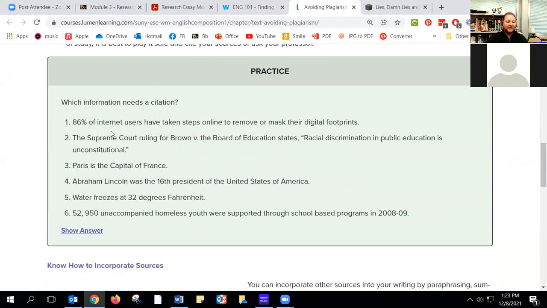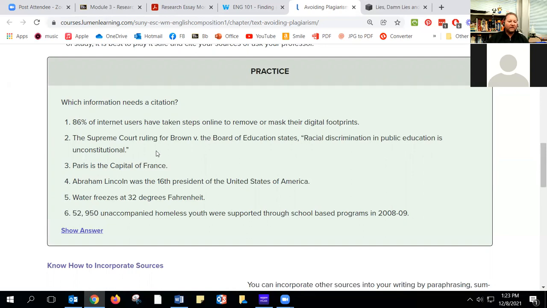So we look at like these ones here. Only some of them need to be cited, right? If we say 86% of internet users have taken steps online to remove or mask their digital footprints, you didn't just know this, you saw this somewhere else. You would have to cite where this 86% came from, right? Someone did the research, someone did the work, someone did the data collection to give you this number. Give them the credit they deserve, right?